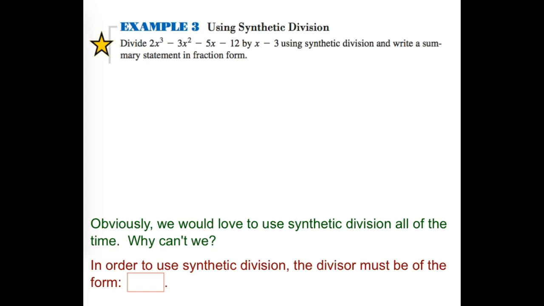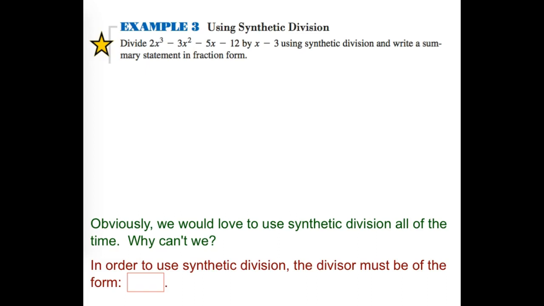All right, so example 3. It says we're going to divide 2x cubed minus 3x squared minus 5x minus 12 by the divisor x minus 3 using synthetic division. And then we'll write our answer in fraction form. Keep in mind that long division will always work. Synthetic division only works sometimes. We'll talk about that in a minute.